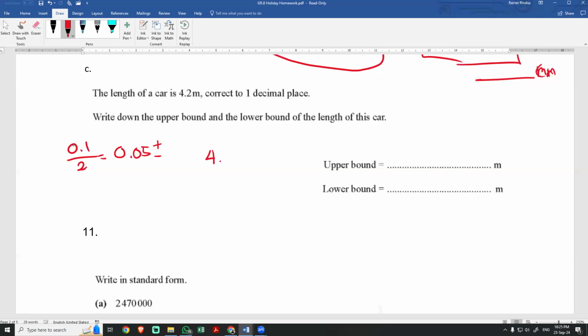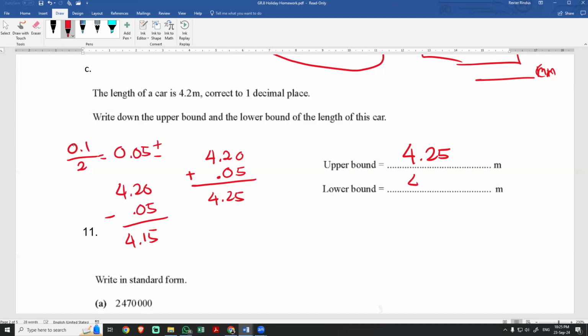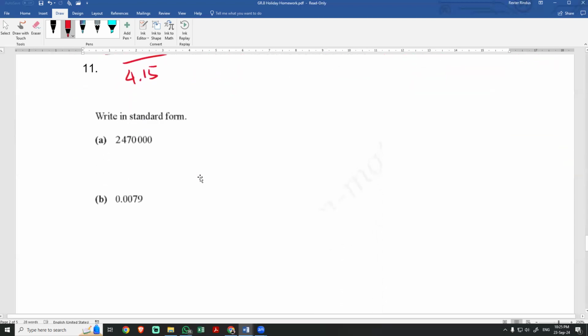So it's going to be 4.2, then plus the 0.05. So that's obviously 4.25. That's the upper bound, 4.25. And it's 4.20 minus 0.05. That's obviously going to be 4.15. So the answer is 4.15 here. So that's going to be the upper, and that is going to be your lower bound on that question.